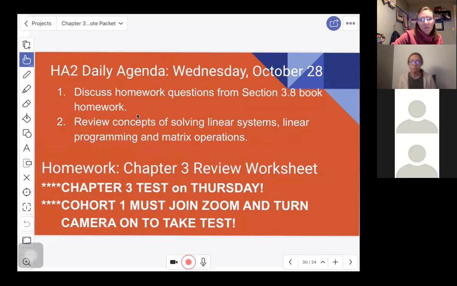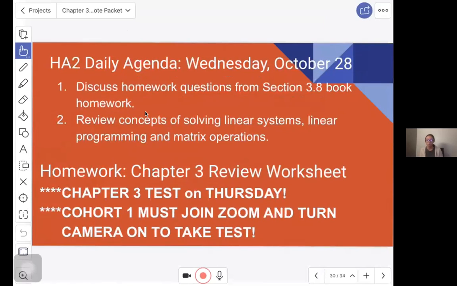So we're going to review today. We're going to have a lot of time for everyone to work independently, and you can ask questions. So for cohort 1, who will be virtual tomorrow, make sure you have 2 devices. You are going to have 1 device so that we can see you taking the test, and then another device for you to take the test on your iPad.